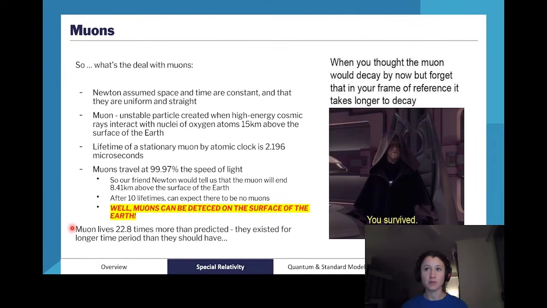Something happened to time and space, and something changed the time and space to allow all of these muons to get to the surface of the Earth. According to the case where space and time were constant, they would not have been able to get there. Alright? In a little bit, we're going to get into what exactly happened to the space and time.